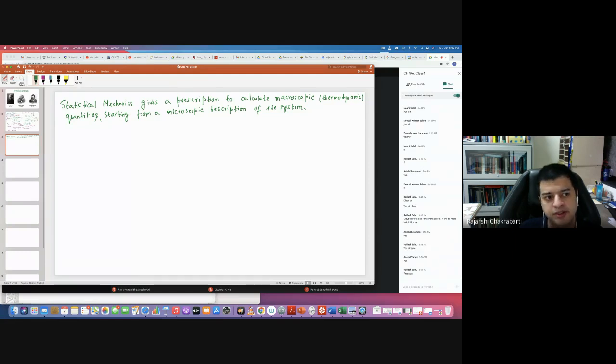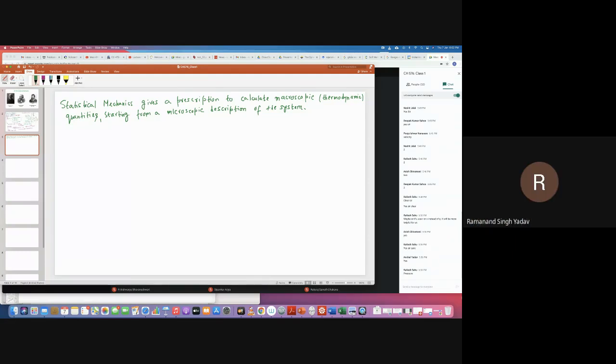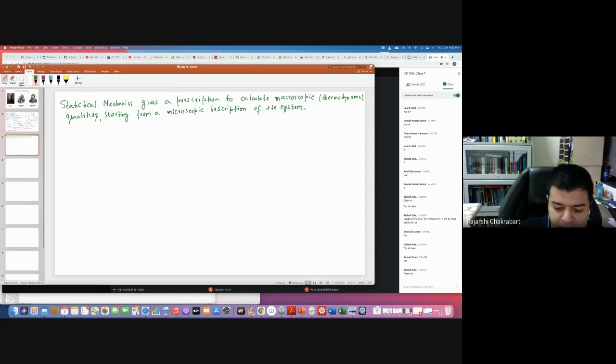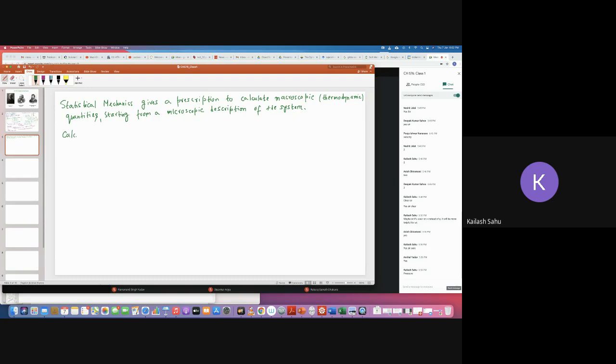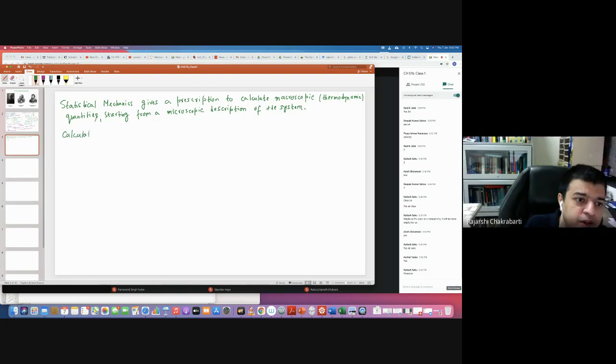What are these macroscopic quantities? Any idea? They can be atoms, molecules, or ions, whatever. No, what is a macroscopic quantity? These are bulk quantities actually. For example, you want to calculate pressure. Velocity is not macroscopic, it is microscopic. Pressure of a system you can calculate.